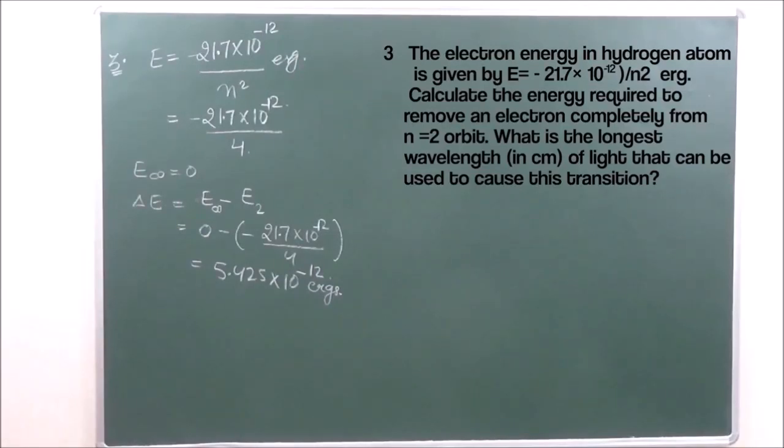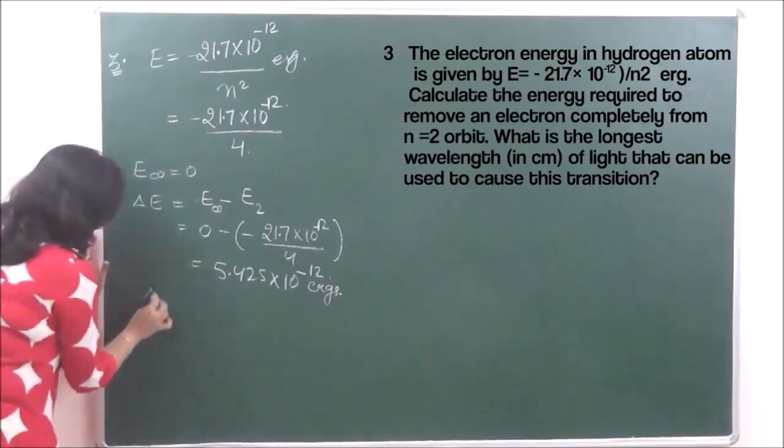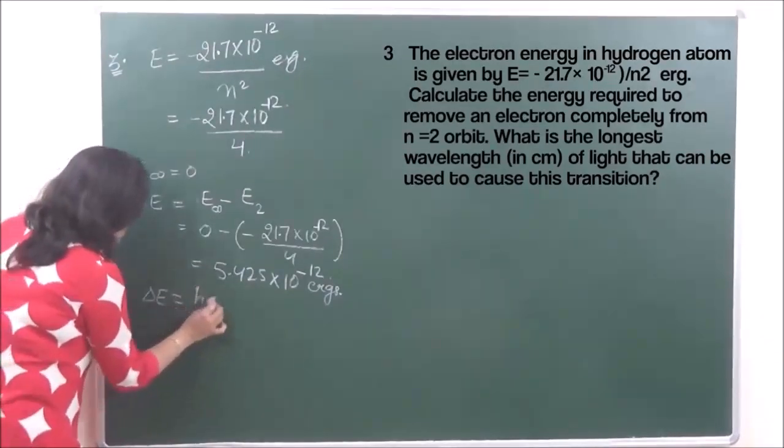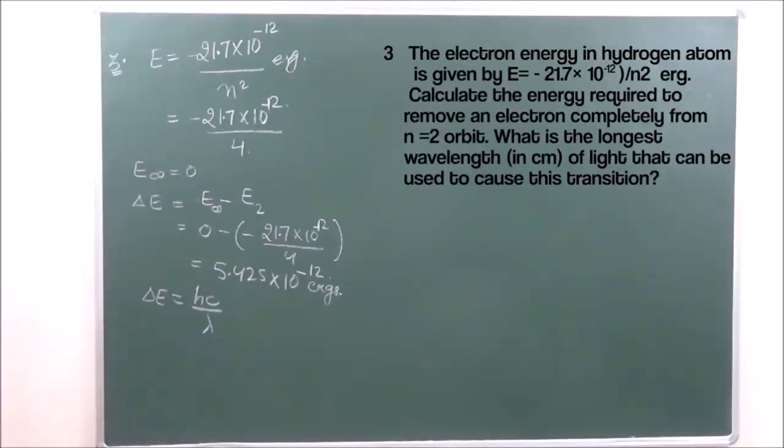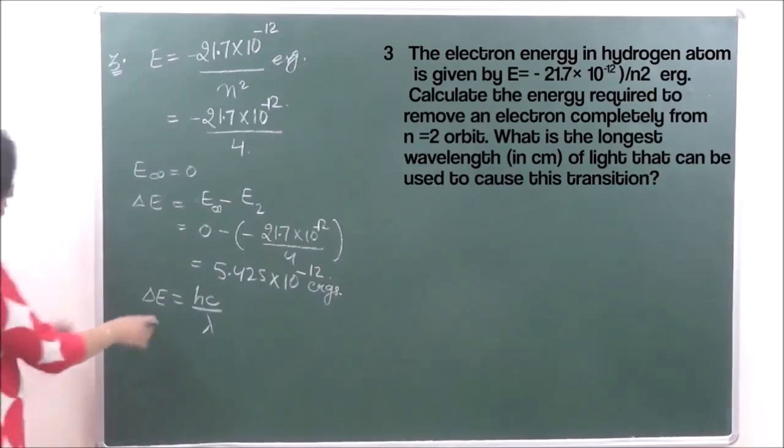Okay? Now delta E is given to us over here. We know that delta E is equal to hc upon lambda. Okay? So lambda would be equal to what now?